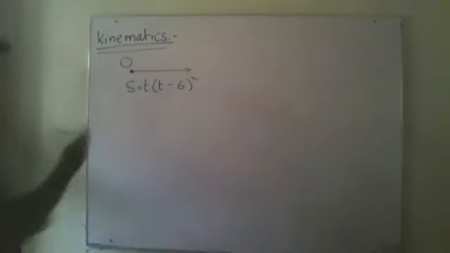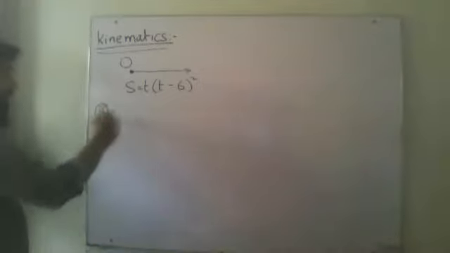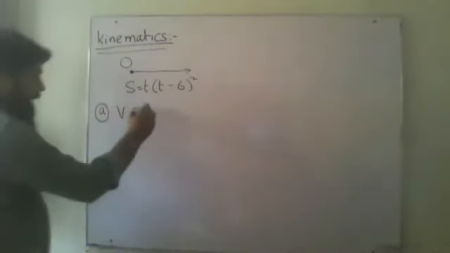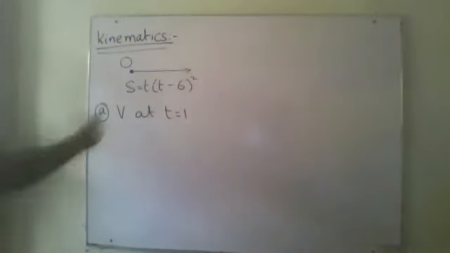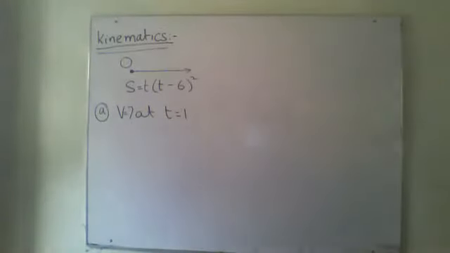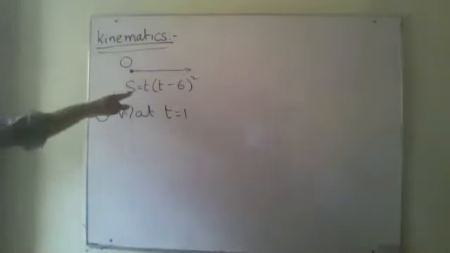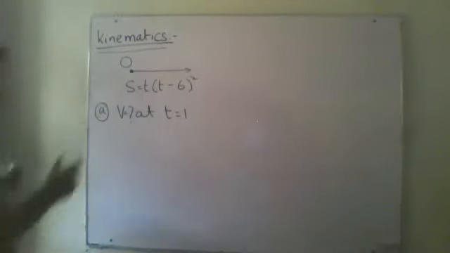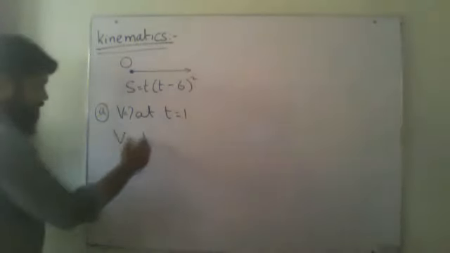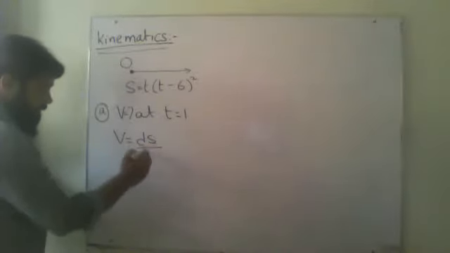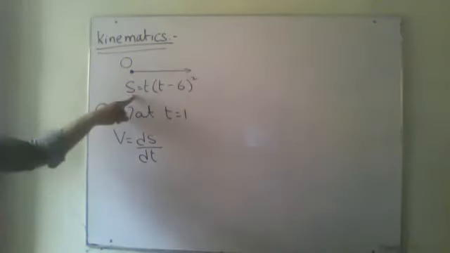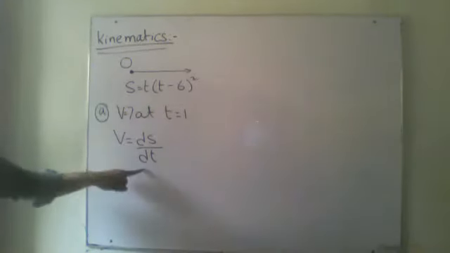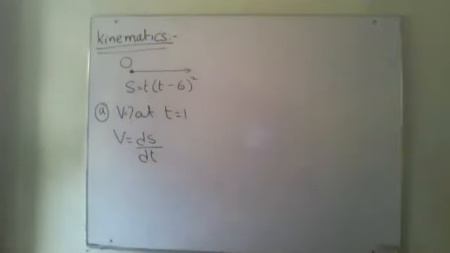What is the first thing they are saying? They are saying find the velocity at t equals 1. Okay, so now what will I do? S is given to me. I know that velocity is equal to the differential of displacement with respect to time. So whatever is the equation of S, I have to differentiate it with respect to time to get my velocity.